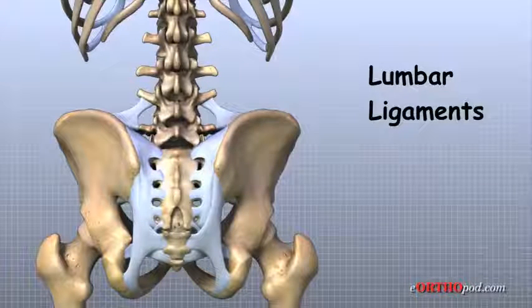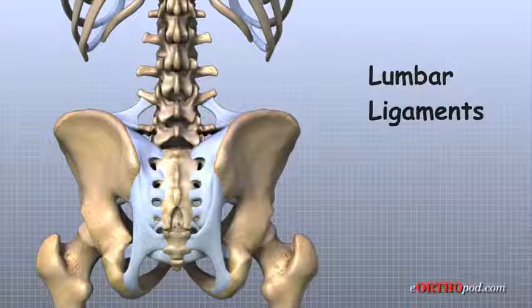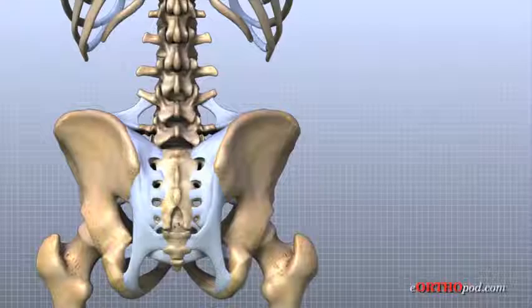The lumbar spine is supported by a complex set of ligaments and muscles. The ligaments are arranged in layers and run in multiple directions where they connect the bones of the lumbar spine to the sacrum and pelvis.